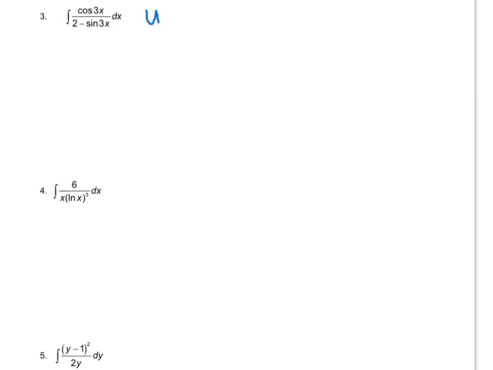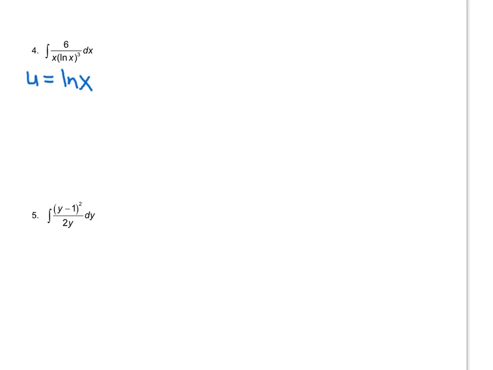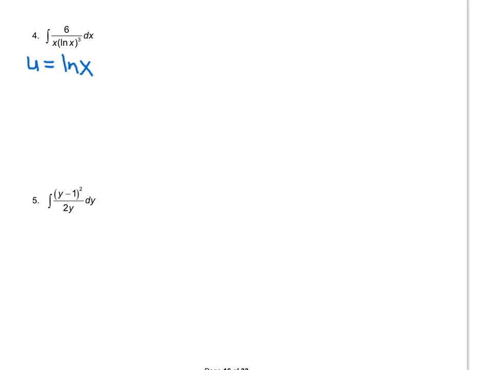Okay, for the first one, you're going to let u be 2 minus the sine of 3x. For the second problem, you're going to let u equal the natural log of x. And for the last problem on the page, you're going to let u equal y minus 1. Okay, so I'm going to give you about 5 seconds right now to hit pause, and then when you hit unpause, you're going to see that all the answers are up. So hit pause and go ahead and try all these on your own.